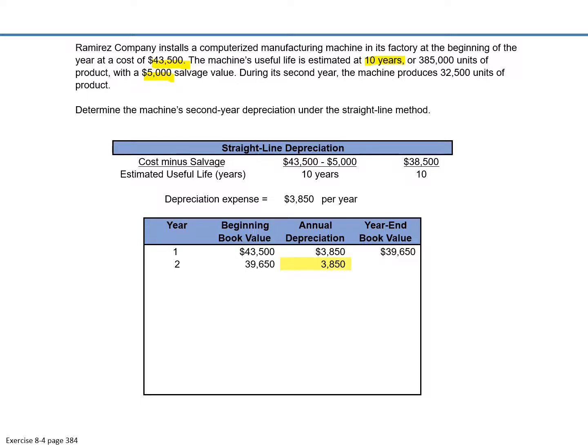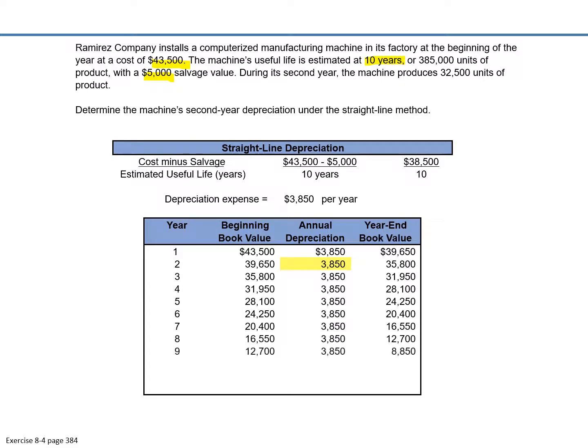In year two, same depreciation, right? That's what the problem is asking for. Year-end book value of $35,800. And if we keep going for all 10 years, we have a total of $38,500 of depreciation, right? So what remains is our $5,000 salvage value. But what they're asking us is that yellow highlighted number. What is the depreciation in the second year? Okay.